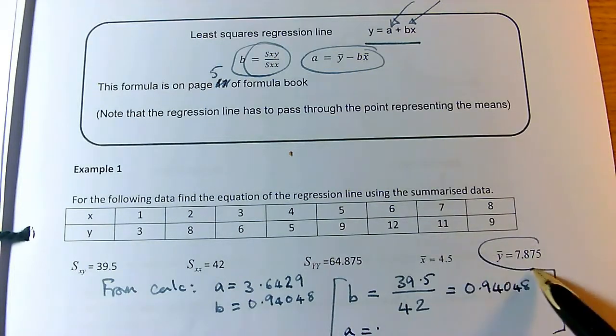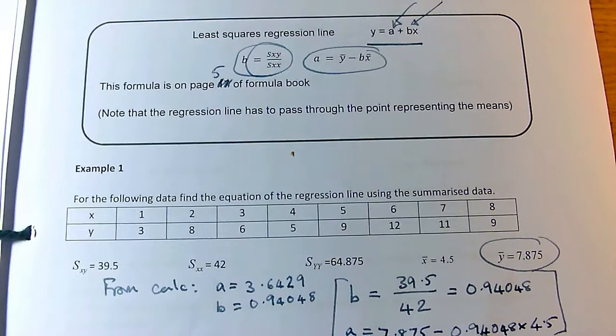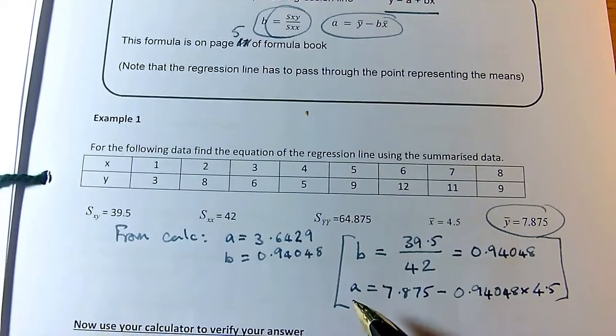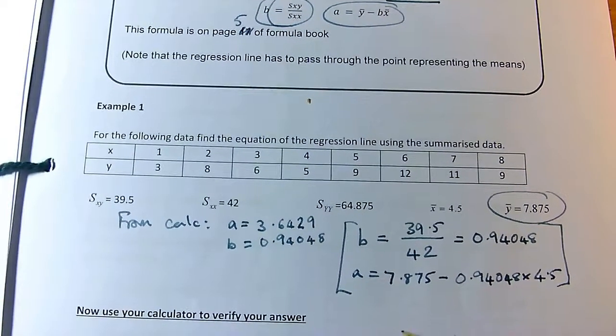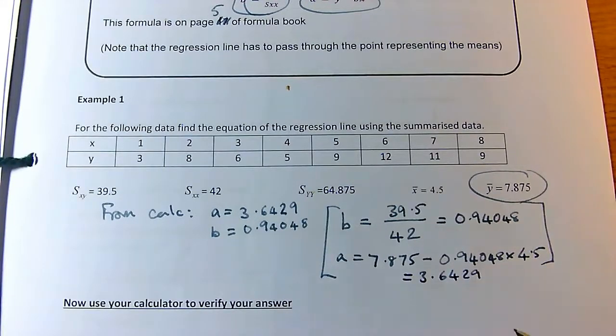For A, the formula is y bar, and I'm told y bar is just the mean of the y values, as you'd expect. So that's going to be 7.895, minus B, 0.94048, times my x bar, which is 4.5. If you round the value of B here, then you'll possibly get an inaccurate value of A. So it's a good idea, if you're doing this method, to keep this value to all its significant figures, multiply it by 4.5, subtract that from 7.875, and of course you will get 3.6429 as before. If you get a slight difference here, it's because you did some rounding.